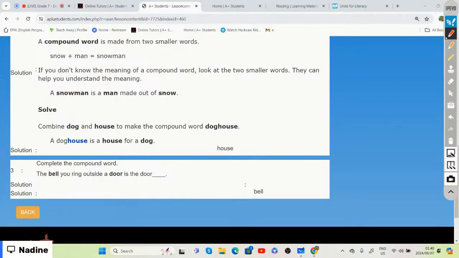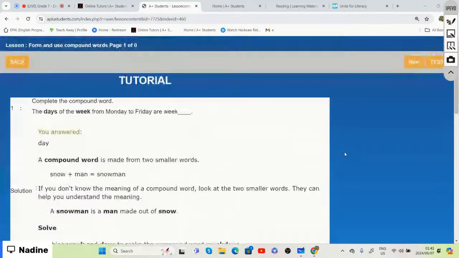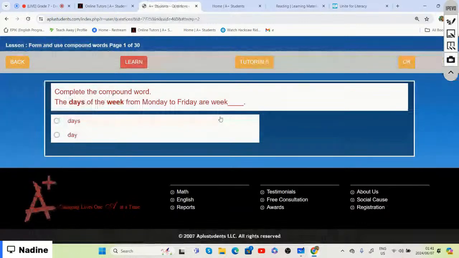So well done, everybody. So now we're going to our test, right? Where we are going to form and use compound words. It says the days of the week from Monday to Friday are week what? Is it weekdays or weekday? The days of the week from Monday to Friday, we say those are weekdays with an S. Yes, well done. It's not just weekday, because if weekday, then it means that it is one day. But if you say weekdays, then it is a few days, right? So days is correct.